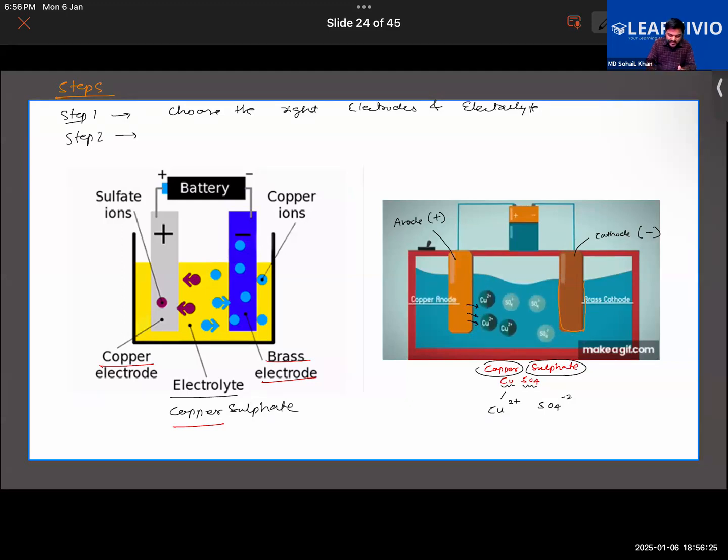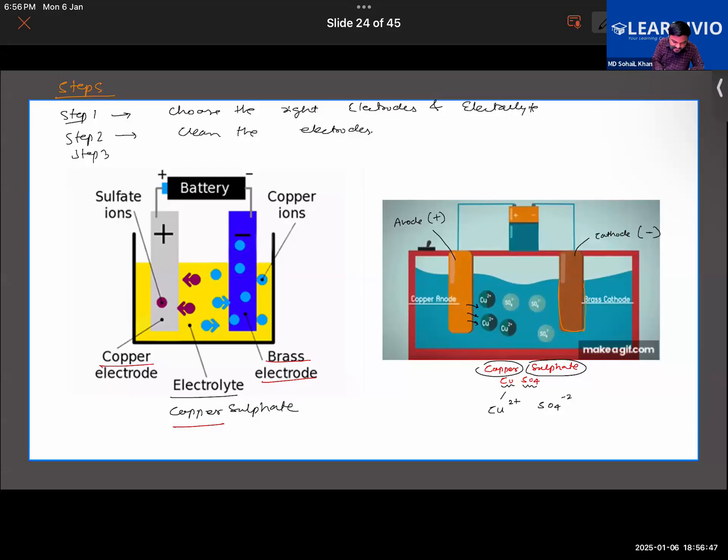Step number 2: by the way, this point is clear now. You have to do the deposition of copper over the brass. So one of the electrodes has to be made of copper, and another one has to be brass, obviously. Another thing is that you need to clean the electrodes. If they are unclean, make sure you clean them.